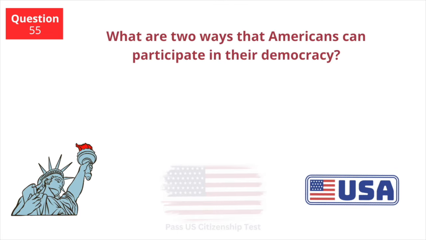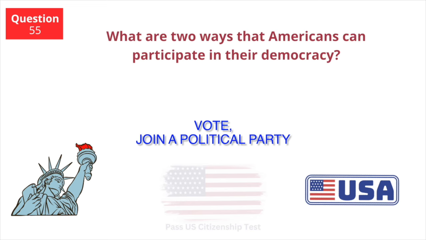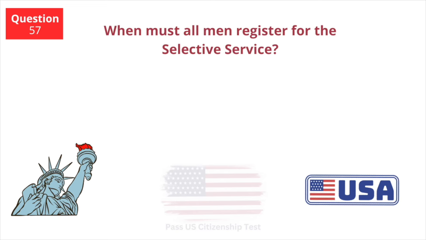What are two ways that Americans can participate in their democracy? Vote. Join a political party. When must all men register for the Selective Service? At age 18.